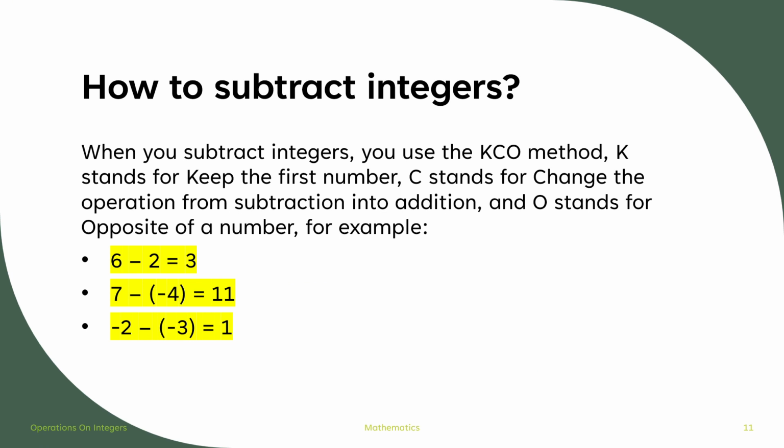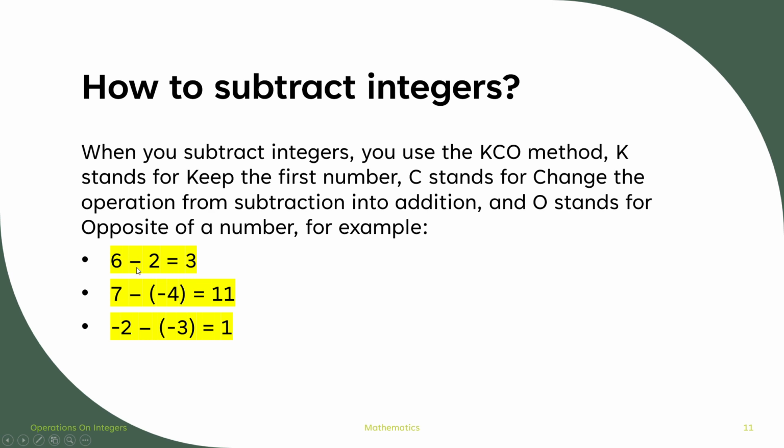K stands for keep the first number, like the first number in the subtraction sentence. C stands for change the operation from subtraction into addition. And O stands for opposite of a number. For example, here I provided some examples below the paragraph.